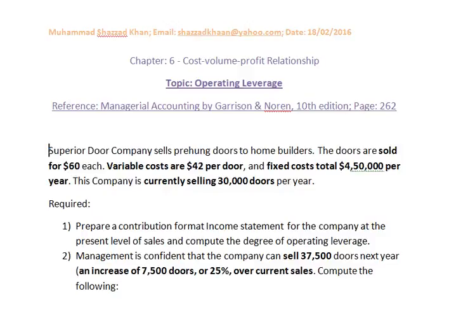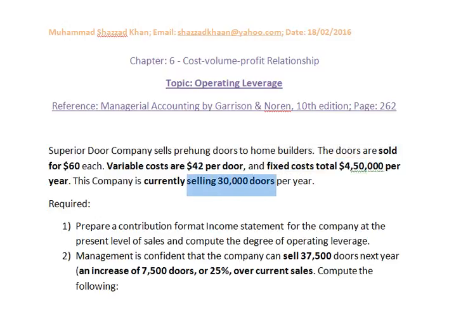Dear learners, today we will discuss operating leverage, the change of net operating income due to change in sales, that is referred to as operating leverage. Today we will solve a problem which is related to operating leverage. In this question, the selling price, variable cost and fixed cost are given, also the selling quantity we got from the question.